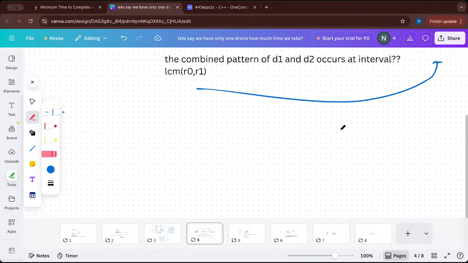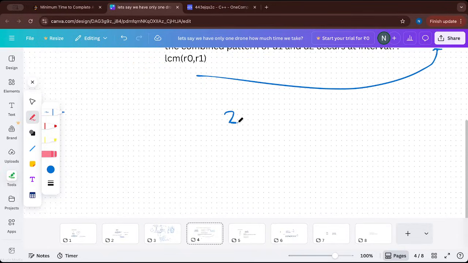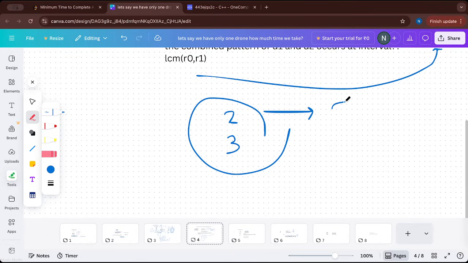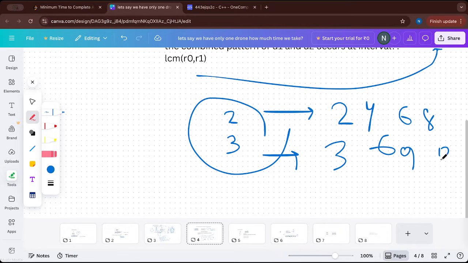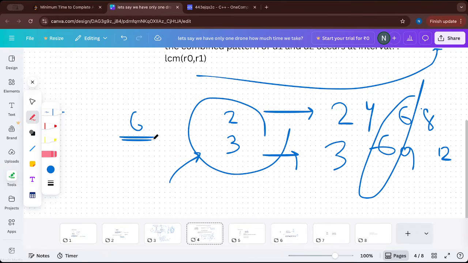For example, let's say drone 1 is recharging at 2 and drone 2 is recharging at 3. So this will recharge at 2, 4, 6, 8 and so on, and this will recharge at 3, 6, 9, 12 and so on, right? So what is the same point? What is the intersection of these both when we are assuming them together? It is simply the LCM of these both, which is 6. So when we think of both together, the recharge point is simply 6. Now it is the same as a single drone.